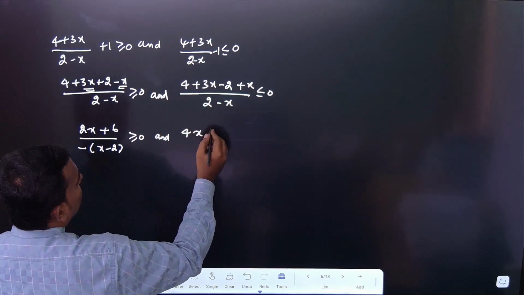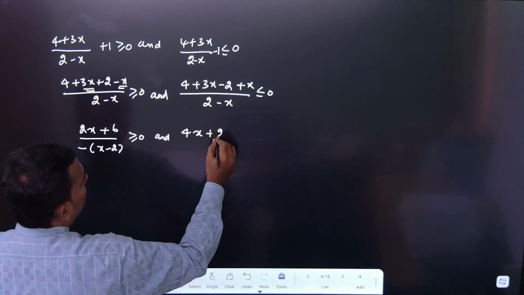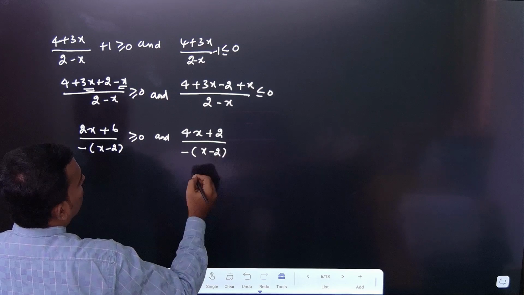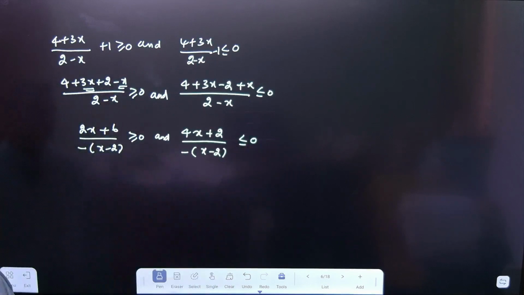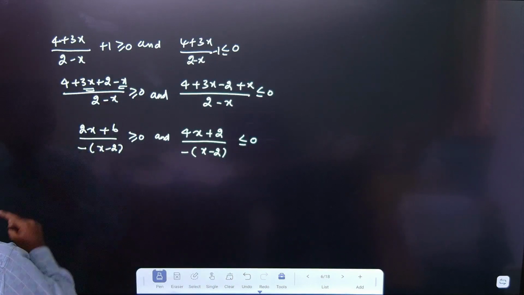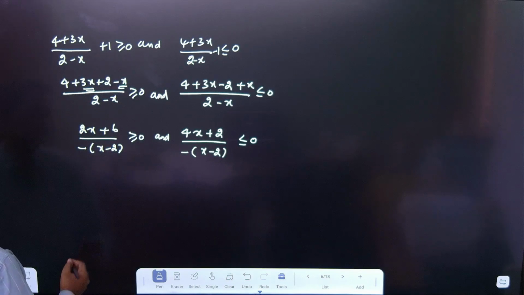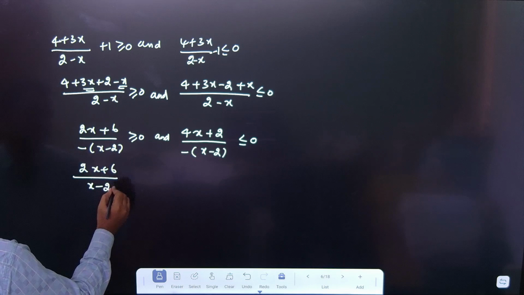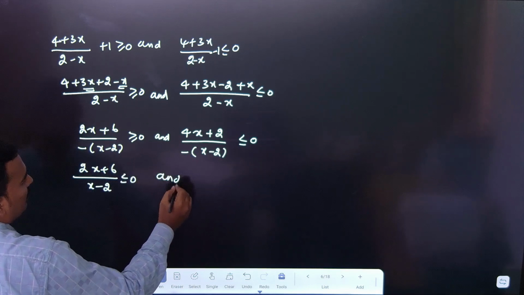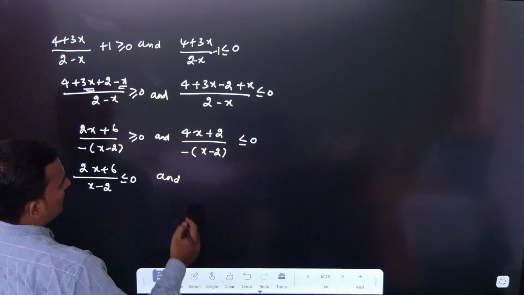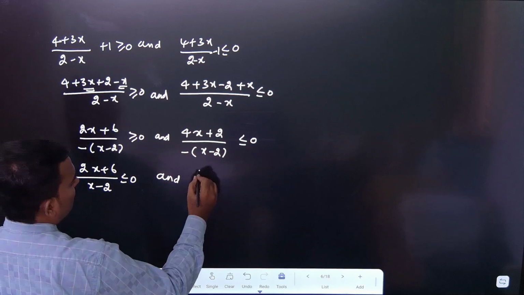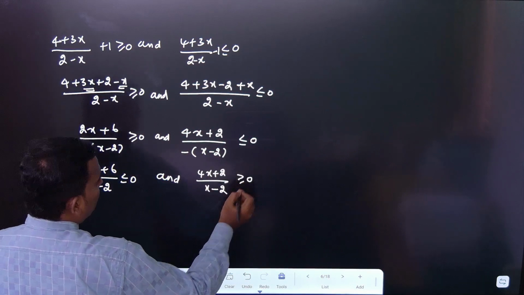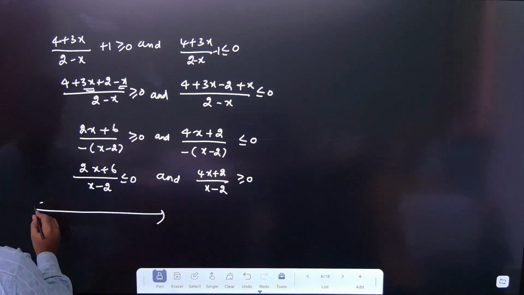So this is 4x. 4 minus 2, it is plus 2 divided by minus, if you take common, so x minus 2, right? It is less than 0. So now you can see minus is there in denominator, you have to multiply by negative 1. Then 2x plus 6 divided by x minus 2 is less than 0. And here minus is there, you have to multiply by minus 1. Then 4x plus 2 divided by x minus 2 is greater than 0. Now you can use the wavy curve method.